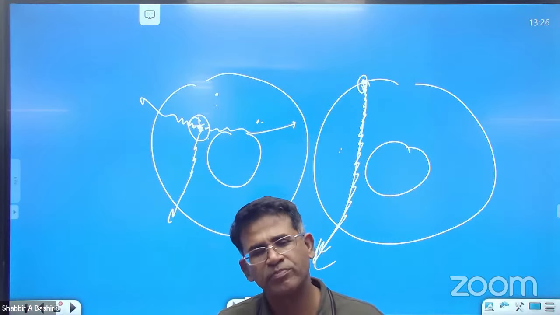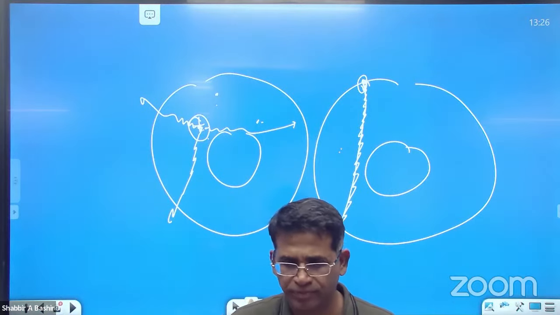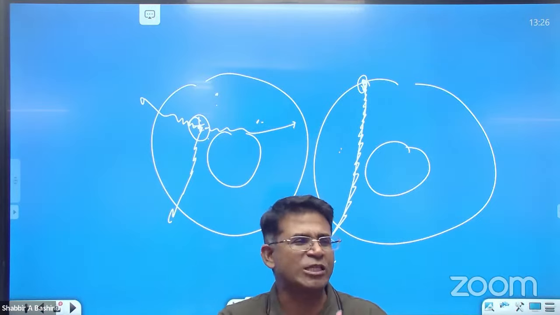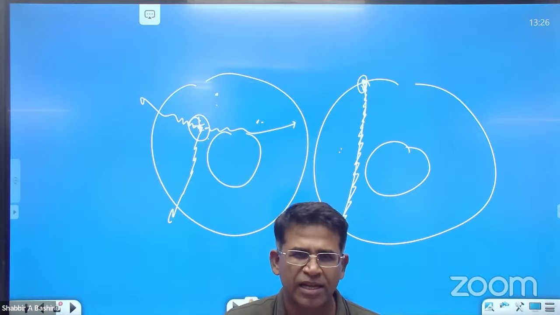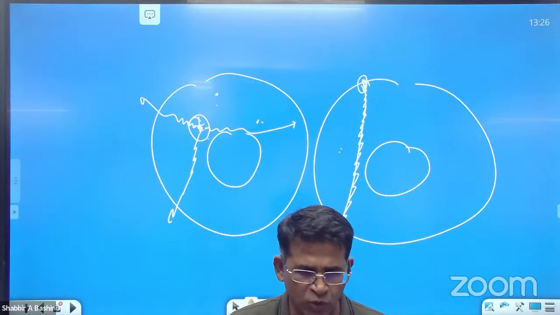One point. The next one: the P and the S waves, they move as a set.